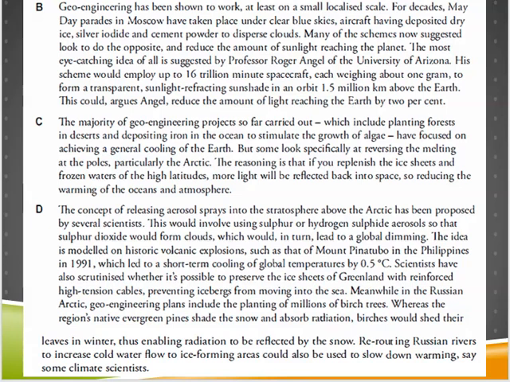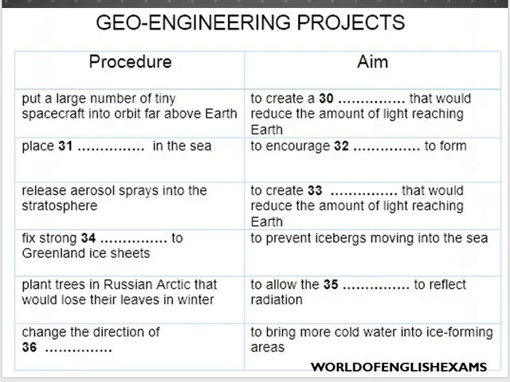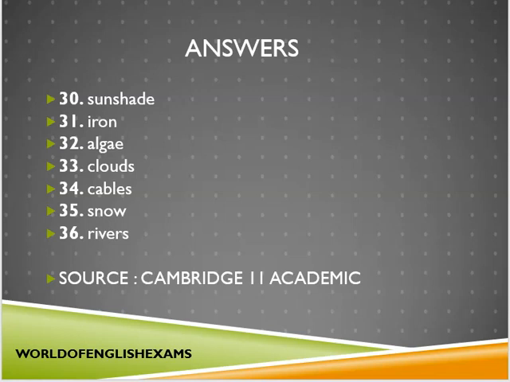So guys, have you understood how easy it is if you follow the right procedure? So now I understand that it is not very difficult. It's very easy if you practice in the right way. So don't forget to subscribe to our channel, wherein we give you a lot of worksheets that you could practice. Now let's look at the answers. Sunshade, iron, algae, clouds, cables, snow and rivers. Yes, we have got all the answers right, and this passage is taken from Cambridge 11, the academic version. So have you understood how to complete a table, guys?